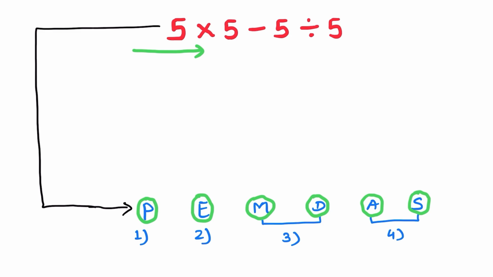First check for parentheses. So here in this expression, we don't have parentheses. Let's check for exponents. We don't have any exponents. Now check for multiplication and division. So yes, we have multiplication and we have division as well. So starting from left to right, multiplication comes first. So we will solve multiplication first.